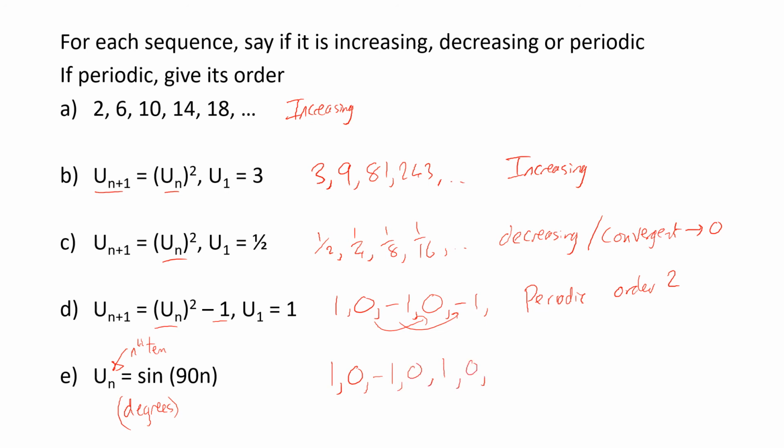Now, this one is obviously periodic because something is repeating. But what do you think the order is? Is it 2? Because 0 definitely repeats every 2. But no, the whole sequence needs to repeat. So it's actually order 4.